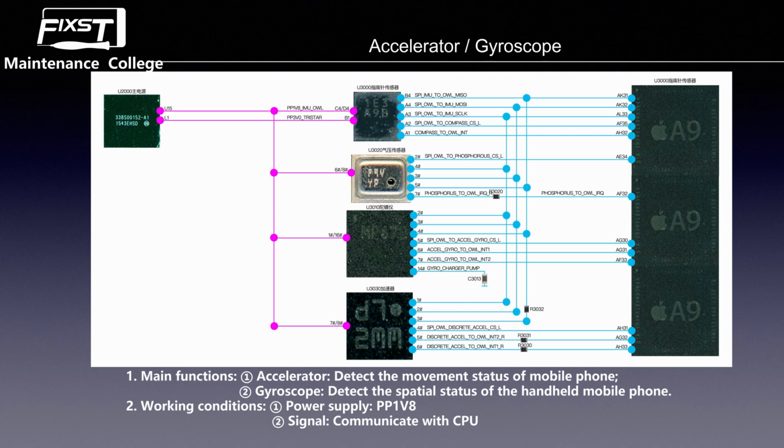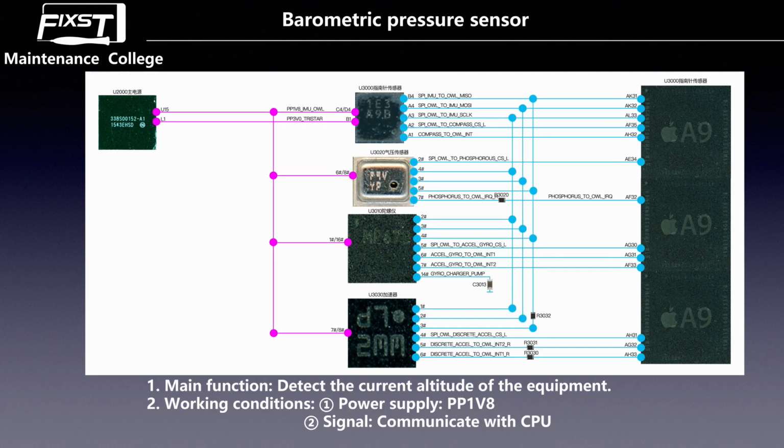Okay, now we talk about the air pressure sensor. We have talked about the barometric pressure sensor: its function is to detect the altitude of the phone. Likewise, the working conditions are two: one is power and the second is signal. The power is only one, the PP 1.8 power. This power is from the PMU, the main power IC. And the second is the signal to communicate with the CPU. The CPU uses the SPI control bus to control this sensor.